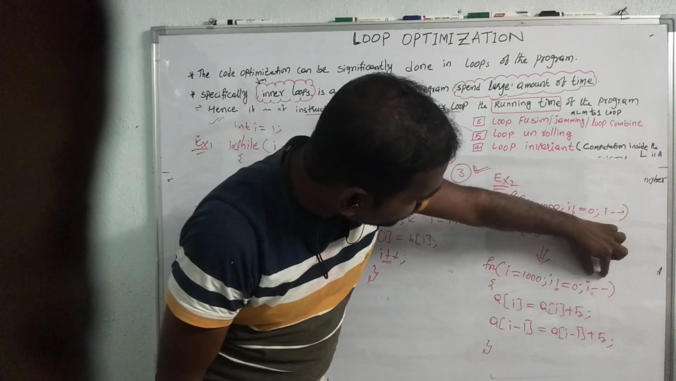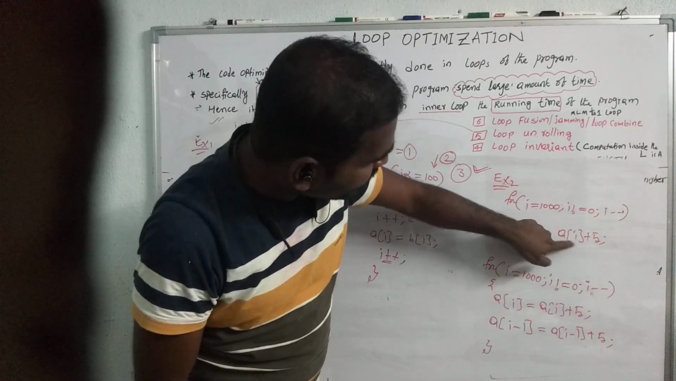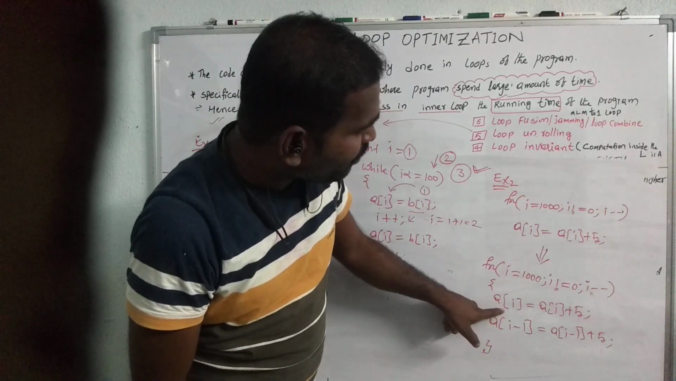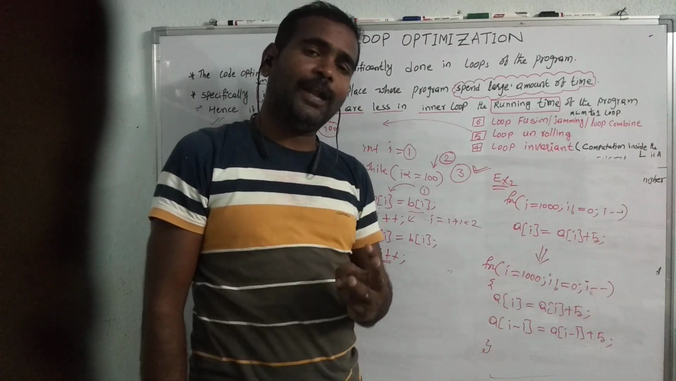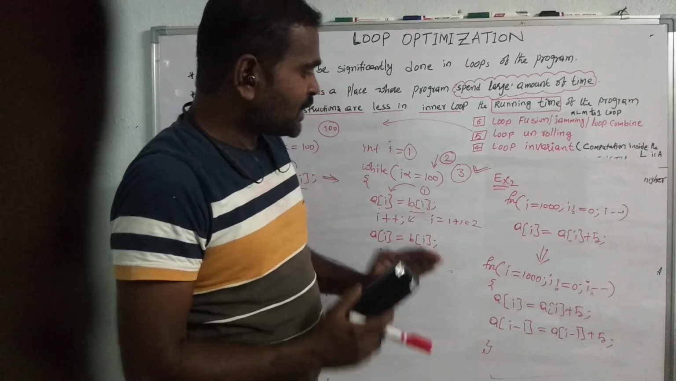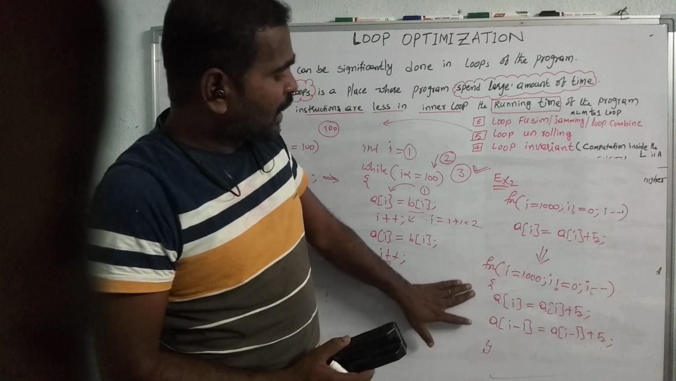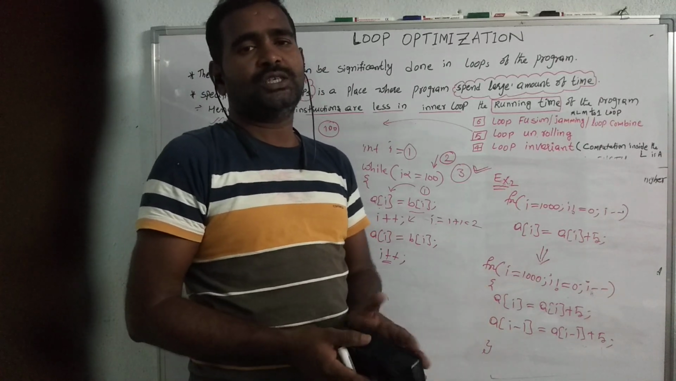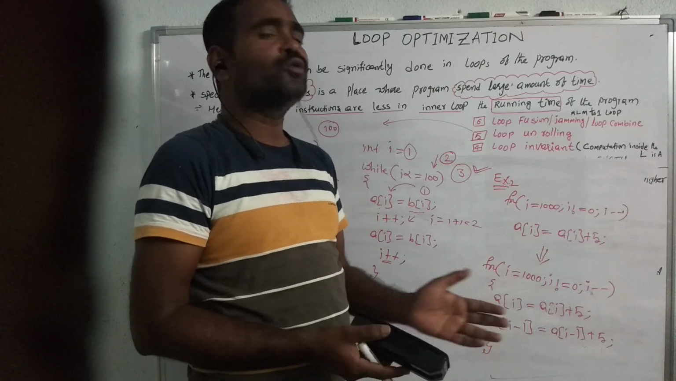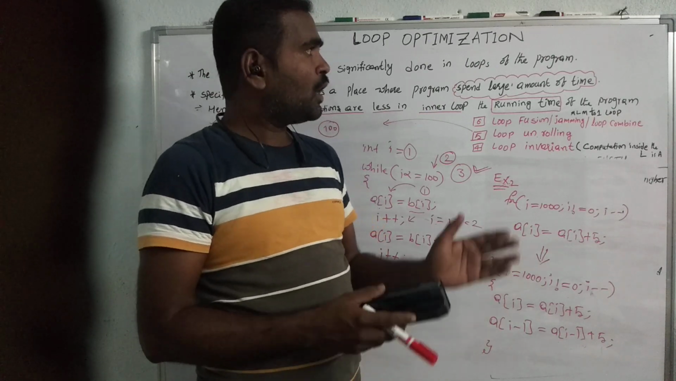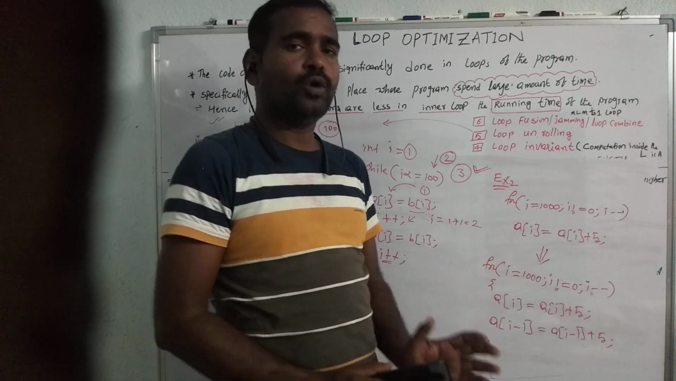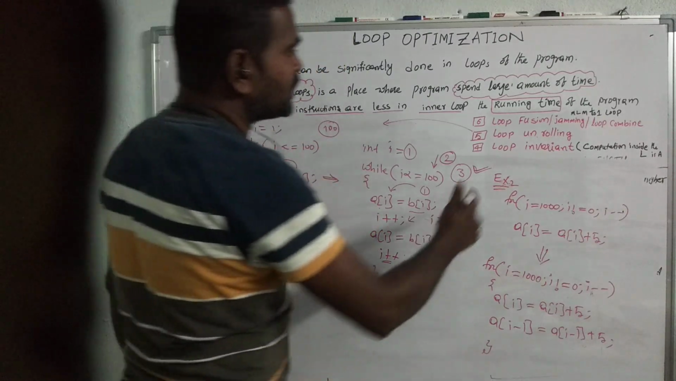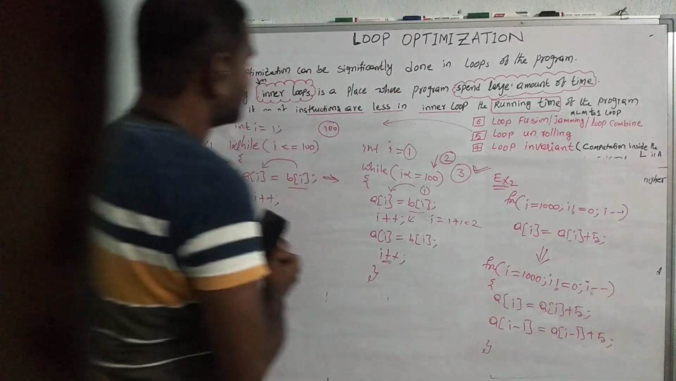Next, again the I value is decreased by 1. Directly in the next attempt you evaluate the third iteration's value. So with this technique you can avoid the number of iterations to speed up the operations. At that time it improves the efficiency of the target program. So this technique is called the loop unrolling technique.